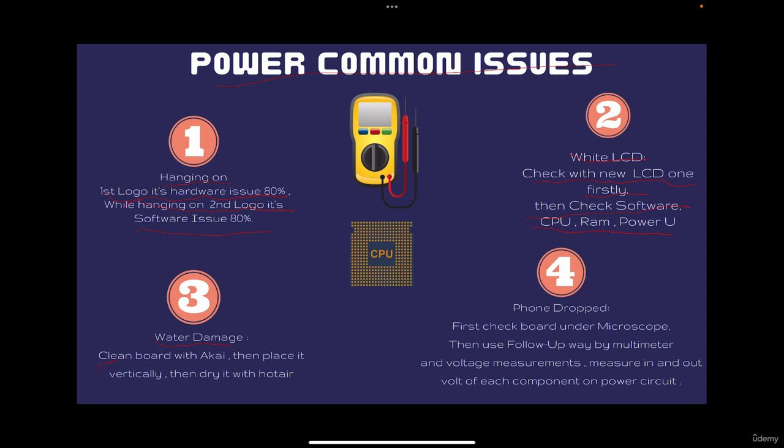Water damage: clean the board with a brush, then place it vertically, then dry it with hot air. So easy. If it's water damage, you just need to clean the board, then place it vertically, then dry it with the hot air itself. So easy. If the phone was dropped, firstly check the board under the microscope. What is going on? If something happened, then usually follow up with a multimeter in voltage mode and start to measure volts. Once you don't see a volt in this area, like 0 volt, it means that this is the issue.